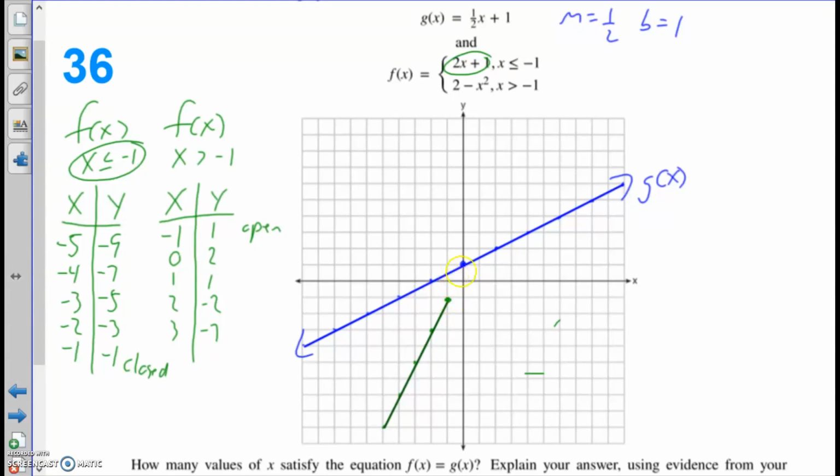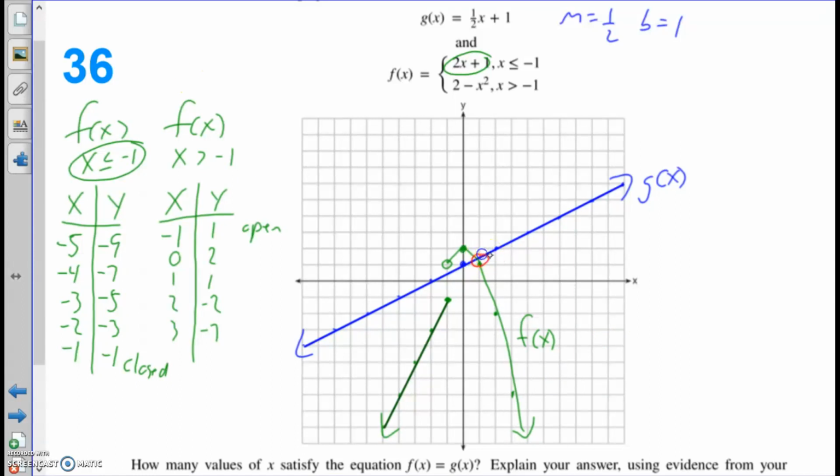So -1, 1 is here, but that's my open circle. 0, 2 is here. 1, 1, 2, -2, 3, -7. And so it'll look like that. I can't use my line tool for the parabola because it's a curve. Arrows on there. This is f of x. Just erase a couple of stray marks. All right, and that's that.